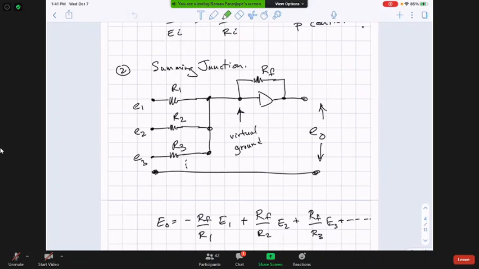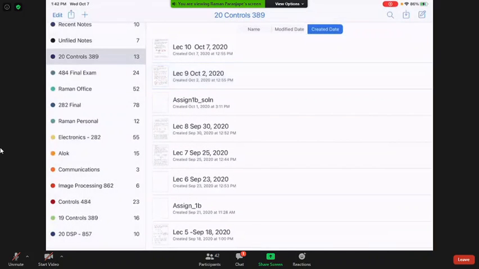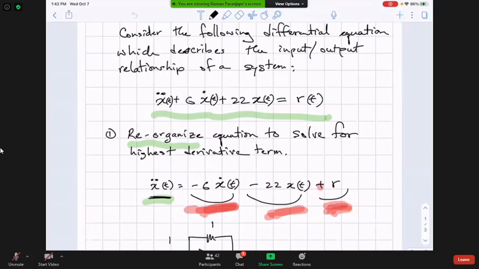So we'll use something like this, where you've got RF divided by R1 times whatever is coming in. And remember, there are minus signs associated with each of these terms, because this is a differential amplifier, so it has a sign inversion. We're going to try to come up with each of these terms. I'll underline them. There's one term here that's a 6x dot, another term which is 22x, and then there's the r.